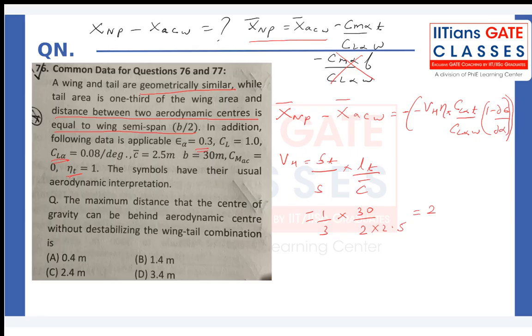So now try to find out XNP minus XACW. Just substitute all the quantities. Now only VH was missing that we have now. Just substitute it.